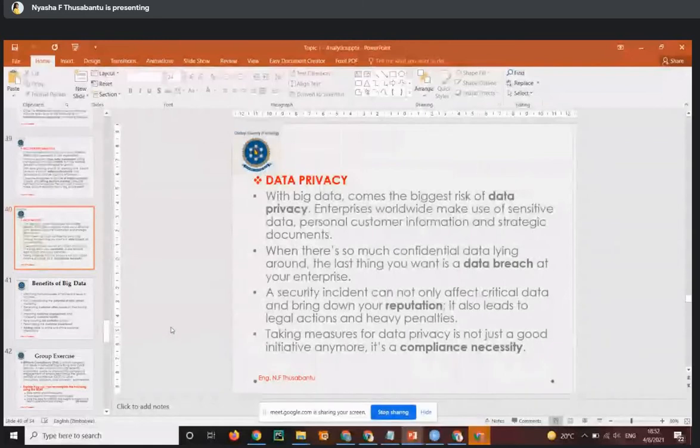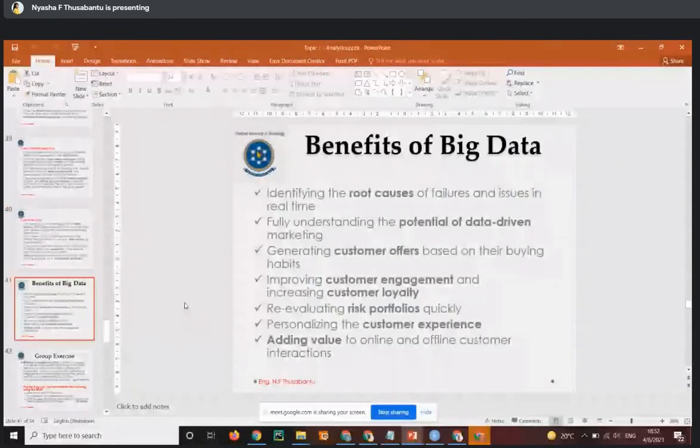Then also come the benefits. These are the challenges and these are the benefits. You identify the root cause of failures and issues are dealt with in real time. Full understanding of the potential of data-driven marketing or data-driven decisions. You know, there's something that is called market basket analysis. I'm not sure if you did it in any other course. In market basket analysis, you're actually trying to find the lift. The reason the shops are organized the way they are, it's not just random.